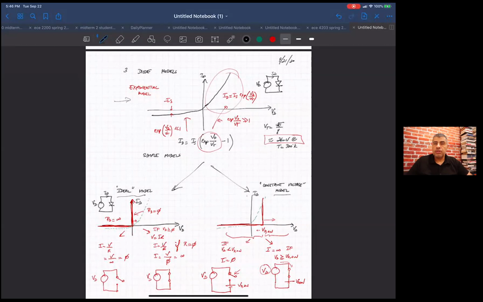Sometimes you have to use the exponential model. For example, we looked at a case where you had two diodes in parallel, and the diode areas weren't the same, or the diode I sub S, the saturation currents, remember we have this I sub S here, which is a very important number.